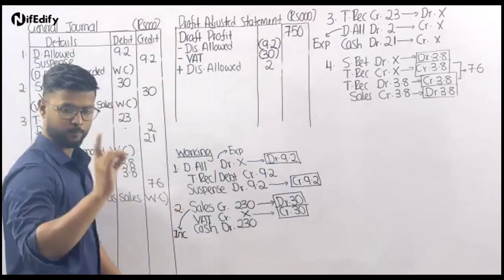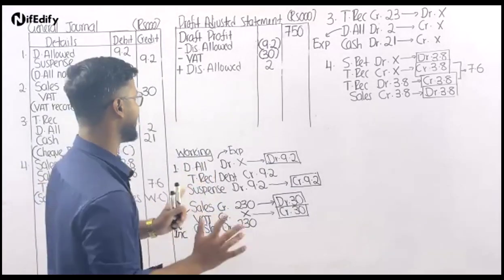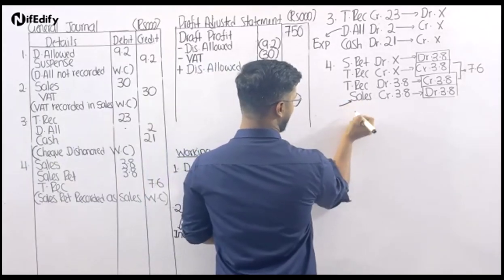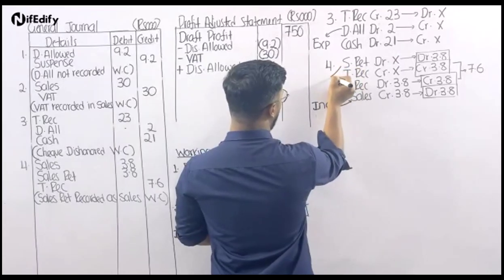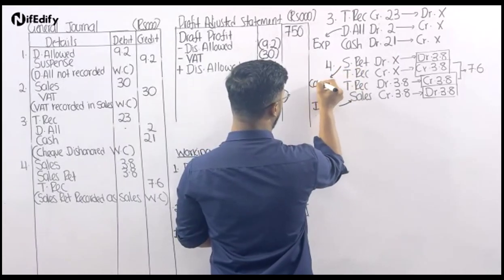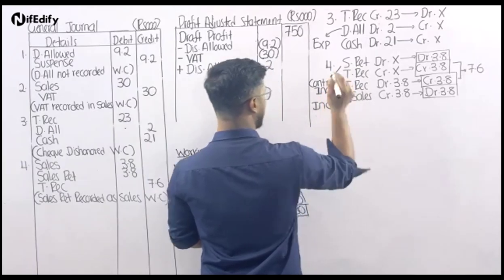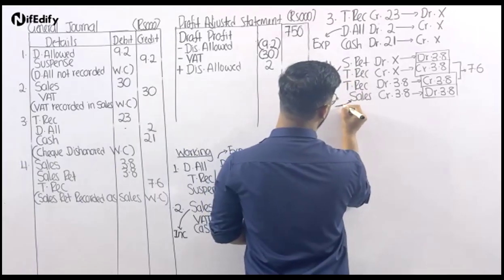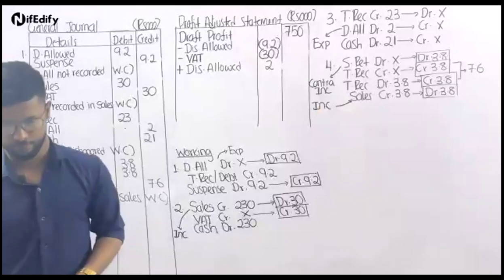Now, look, do we have anything to deal with? Yes, of course, we have to deal with an error made in the income account and another error made in the contra income account. Now, think about it.